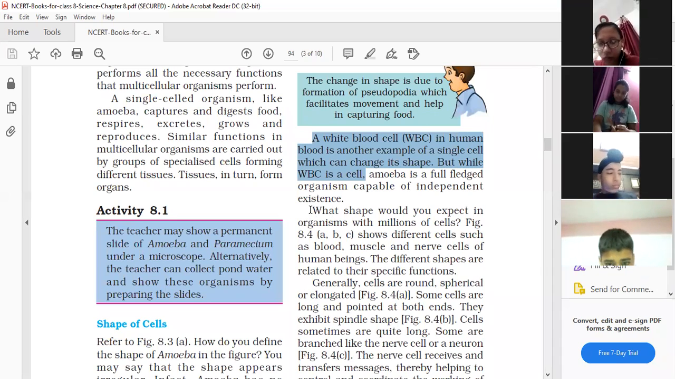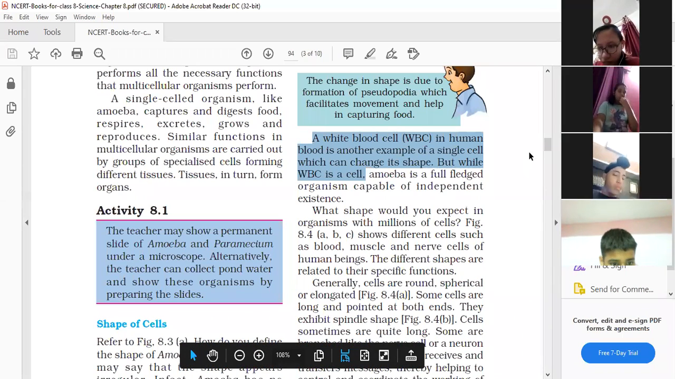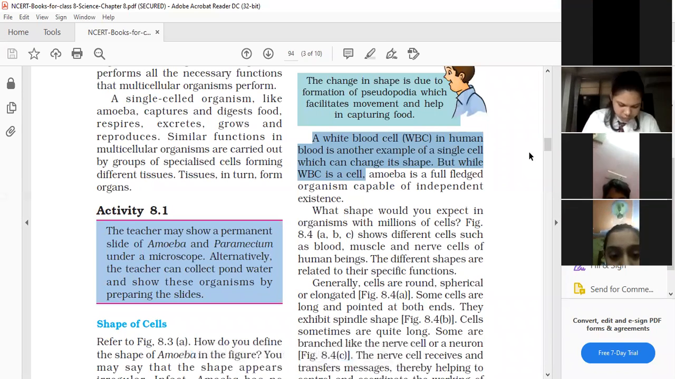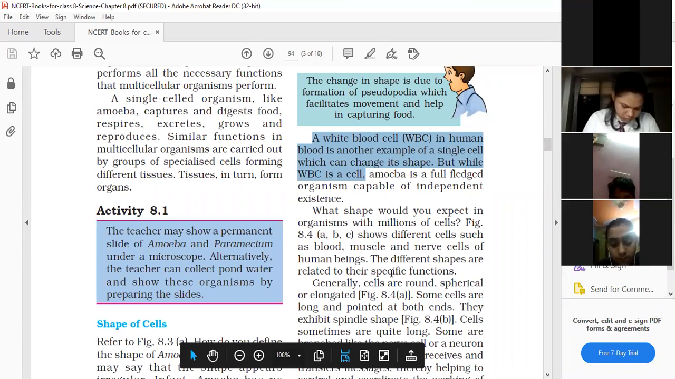What shape would you expect in organisms with millions of cells? Figure 8.4 shows different cells such as blood, muscle, and nerve of human beings. The different shapes are related to their specific functions. Generally, cells are round, spherical. Okay, next is Arav Segal. Continue with the next paragraph.